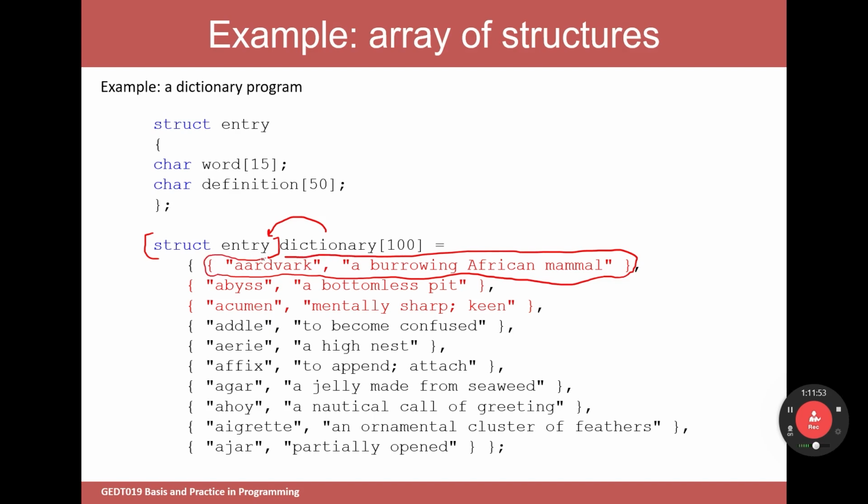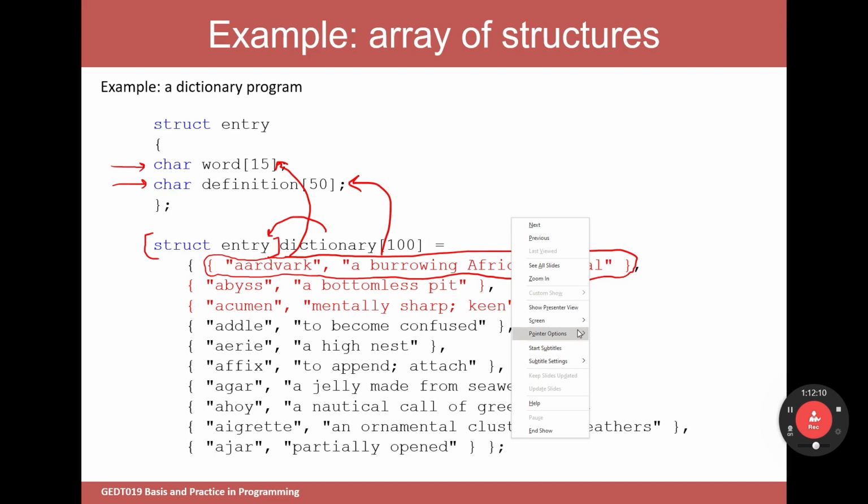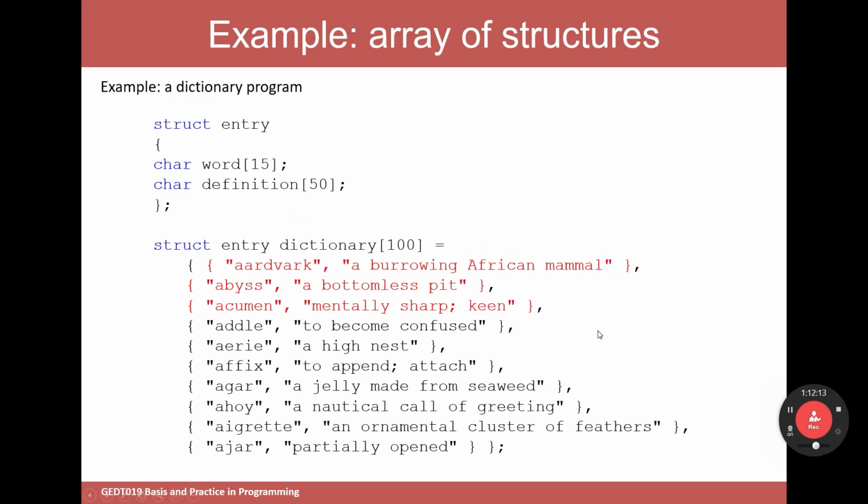Why does it contain two strings? Because look here, inside the structure there are two strings. So here it is, first string, second string. The first string will go to word, and the second string will go to definition. And then the second element, and so on and so forth. So this is the array of structures, and inside each structure there are two strings. Hopefully this will be easy for you and it will not be confusing.